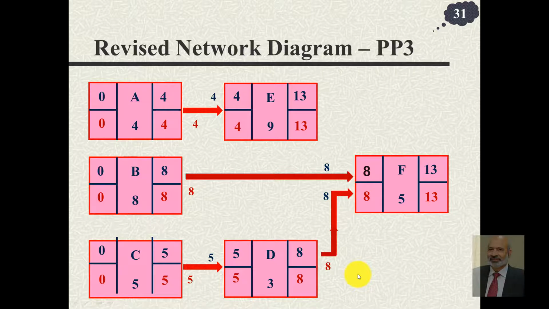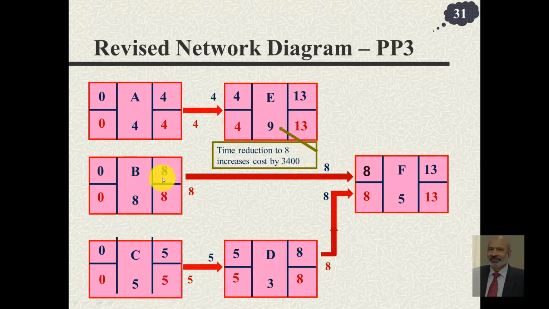We again have the same problem. Can we reduce it any further? Can we compress the time? This activity can have its time reduced to 8 days, and that would cost us 3,400. But on this path or on this path, no activity can be squeezed any further. So while we can do this, it would not affect the overall time duration.